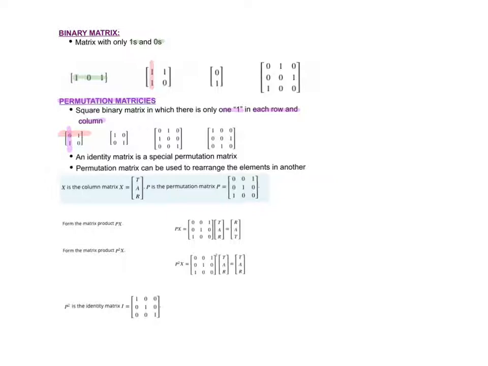So a permutation matrix looks like an identity matrix, but we use it to rearrange another matrix. So if you have a look here, you can see that they've got this matrix here that has T, A, R. So it is a 3 by 1. So it doesn't matter that it's got letters instead of numbers.